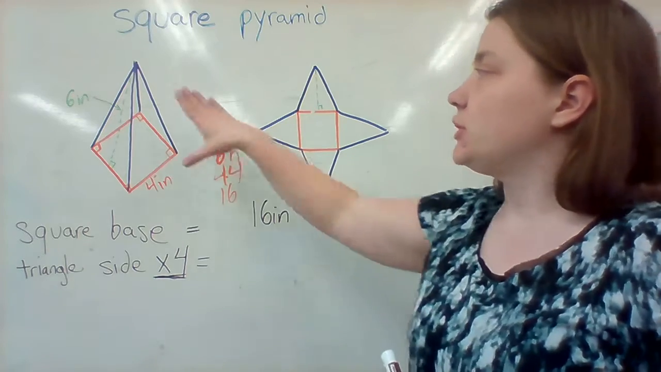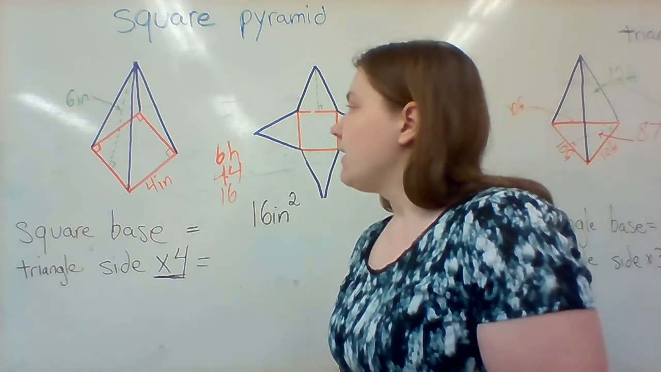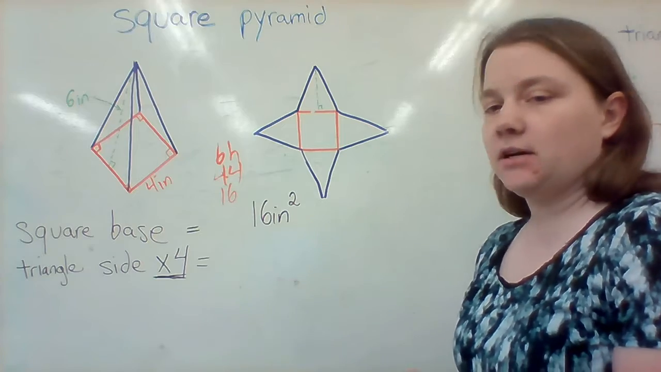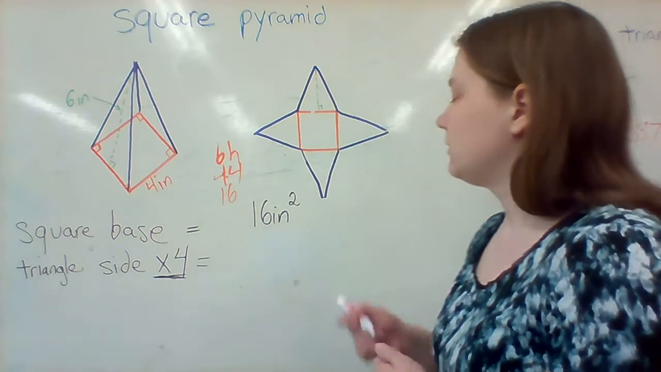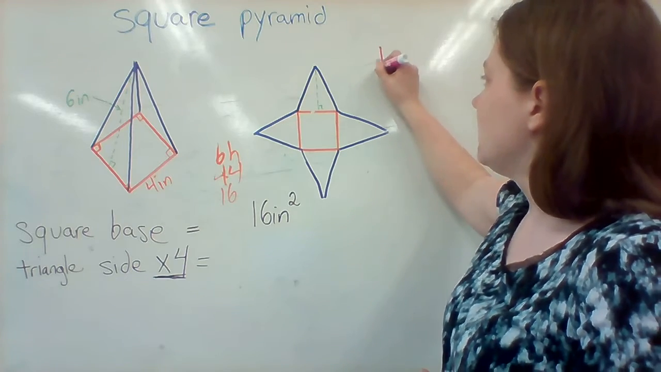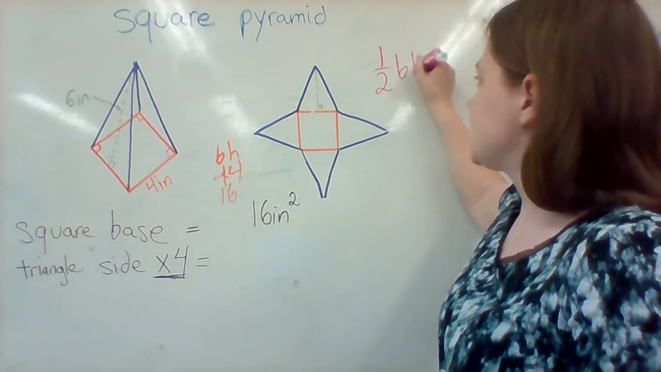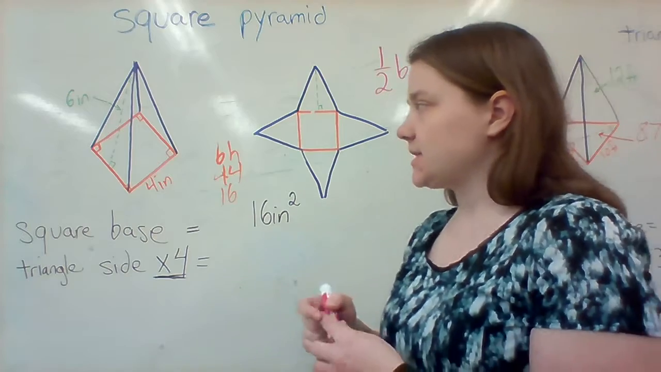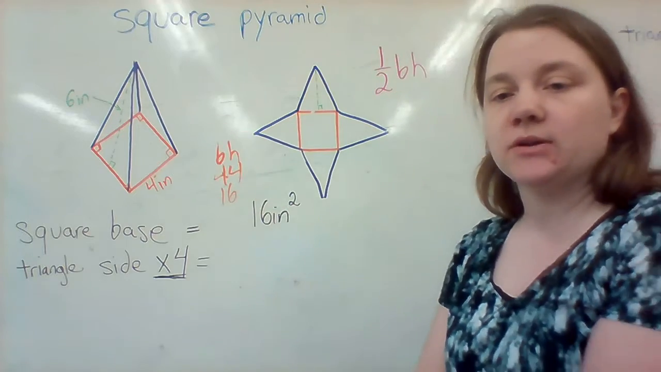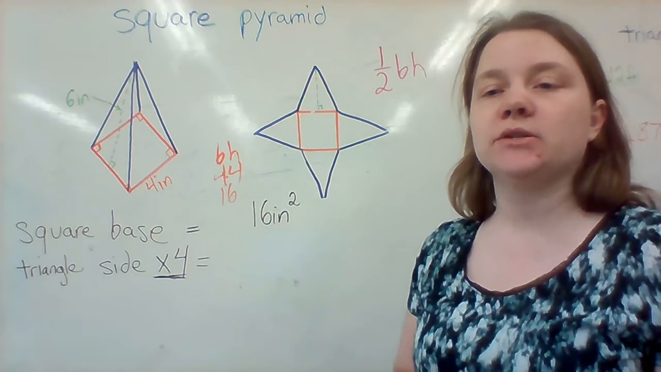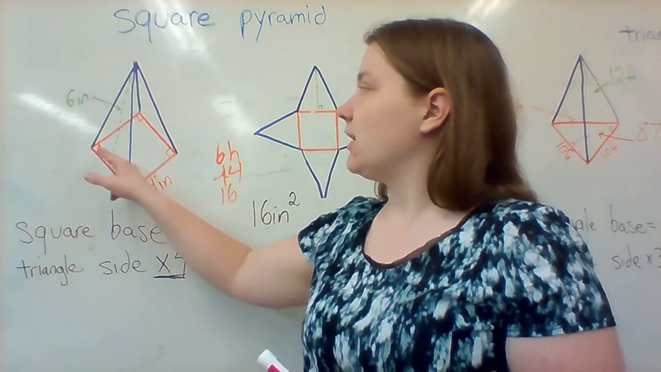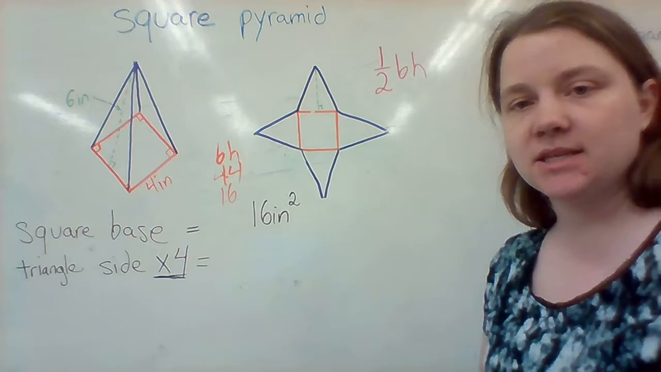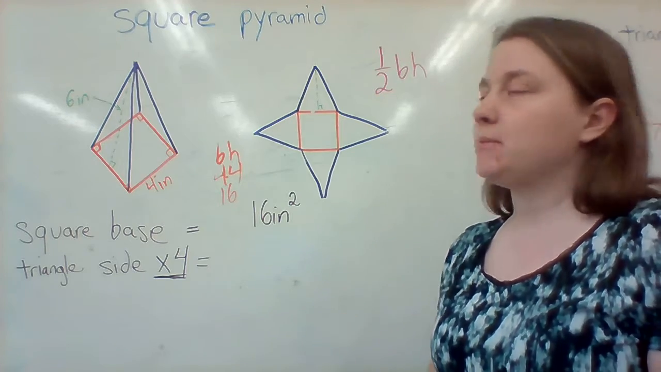Then we have the triangular sides. In order to find the area of one of the triangular sides, we need to use the triangle formula, which is half times base times height. Something to know about these triangles is that all of these triangles are the same triangle. They all have the same height. They all have the same base. That's part of what makes a pyramid a pyramid.